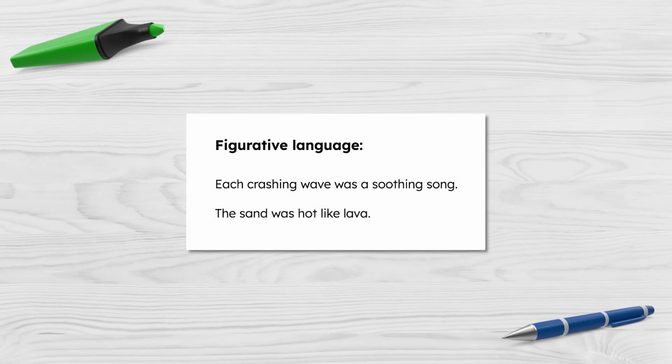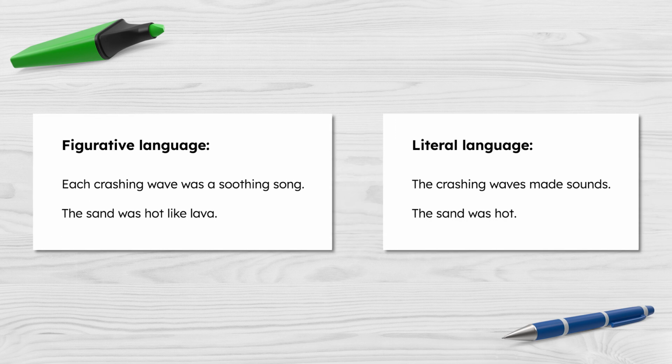But why do authors use them? Why don't they just describe things in a simple, literal way? Let's compare the simile and metaphor we found with simpler versions that use literal language. Here are the original sentences. Each crashing wave was a soothing song, and the sand was hot like lava. And these are simpler versions using literal language. The crashing waves made sounds, and the sand was hot. Which sentences are more exciting to read? The original ones that use figurative language.